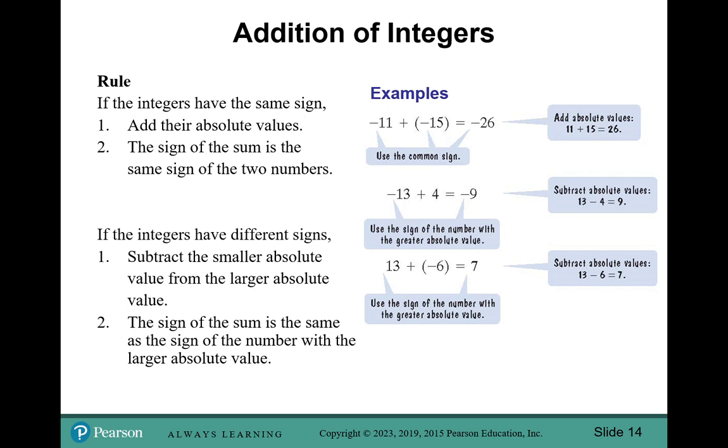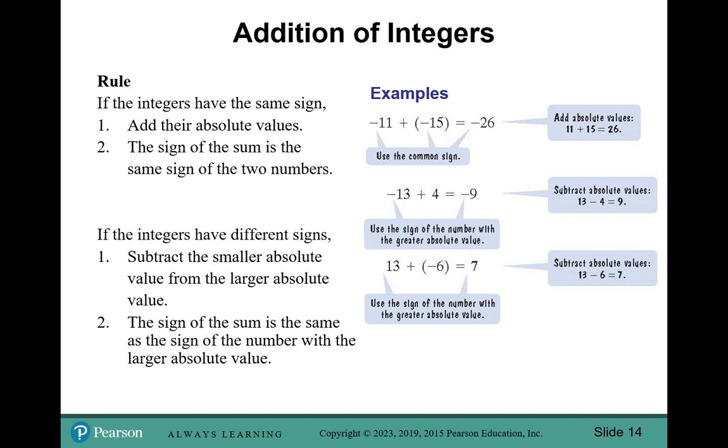The next rule says if integers have different signs, we subtract the smaller absolute value from the larger absolute value, and then the sign of the sum is the same as the sign of the number with the larger absolute value. So here when we look at negative 13 plus 4, that equals negative 9. How did we get that? Because we did 13 minus 4, which is 9, and then we took the sign of the number with the larger absolute value, which was the negative in front of the 13, because negative 13 has the larger absolute value of the two numbers.